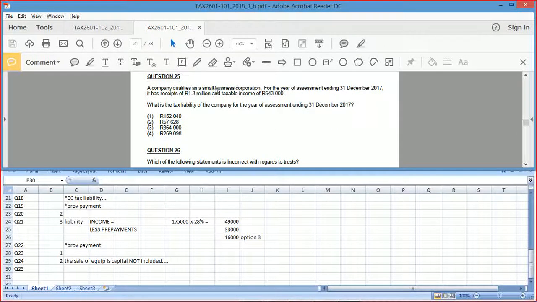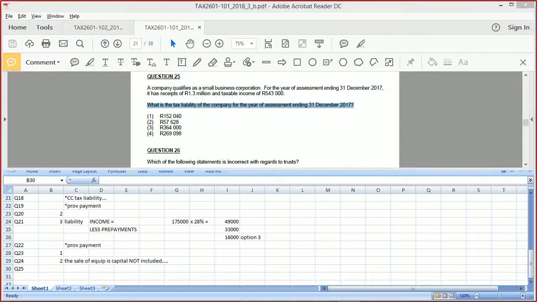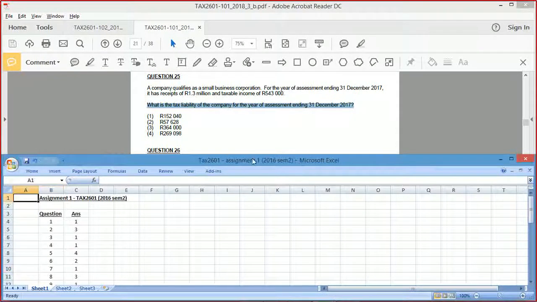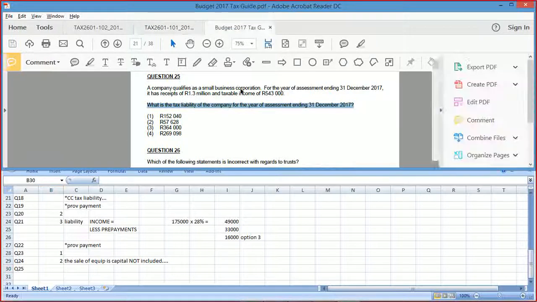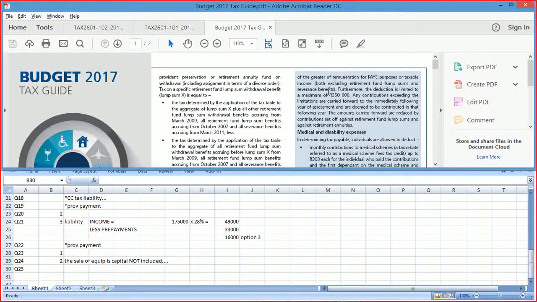A company qualifies as an SBC for the year of assessment ending 31st December. It has receipts of 1.3 million and taxable income of that. What is the tax liability of the company for the year of assessment? Okay, that's very, very simple. I just need to open up the budget guide. I haven't opened it, let me quickly open it. What did I open here? Oh, sorry, wrong file. Where's the budget guide? Here's the budget guide. Okay, there we go. Tax budget guide.